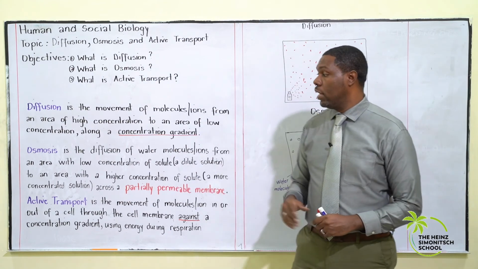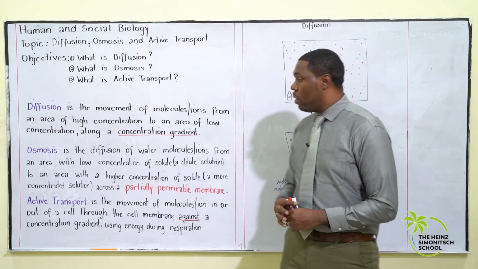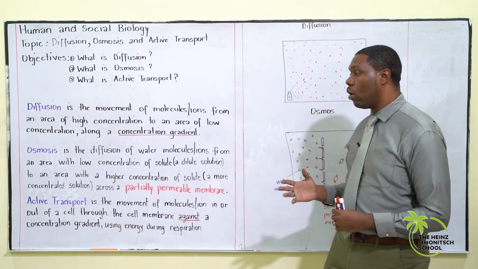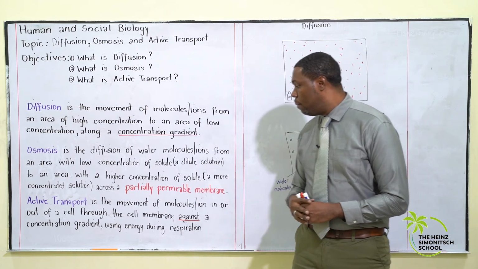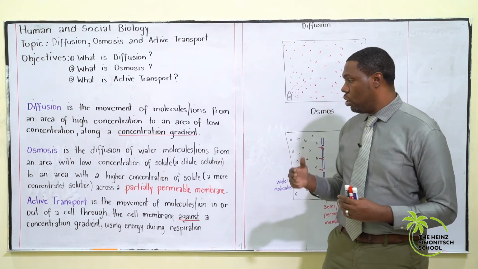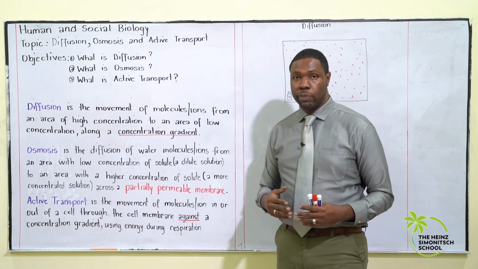Next, we're going to be looking at active transport. Active transport is the movement of molecules or ions in or out of a cell through the cell membrane against a concentration gradient using energy during respiration.